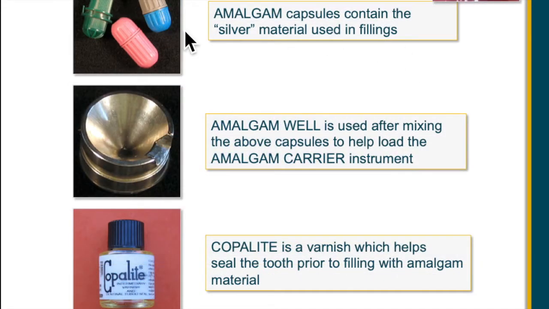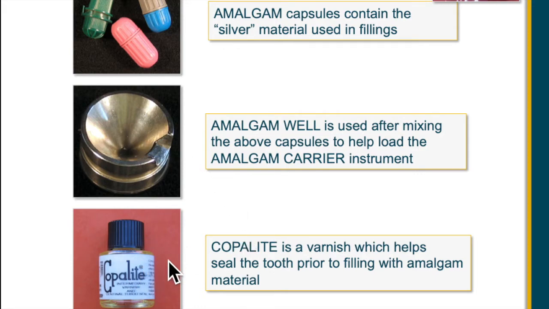These are amalgam capsules. They require a special machine to shake the capsule back and forth and mix the amalgam together. Then these little capsules are broken open and dumped into the amalgam well.